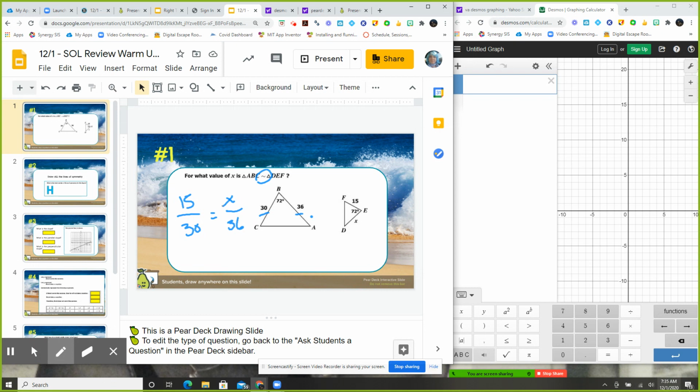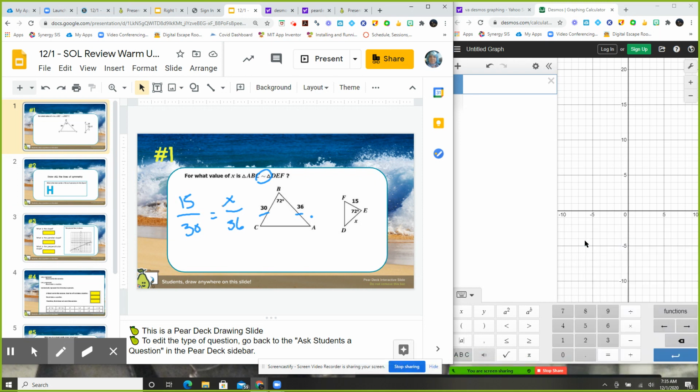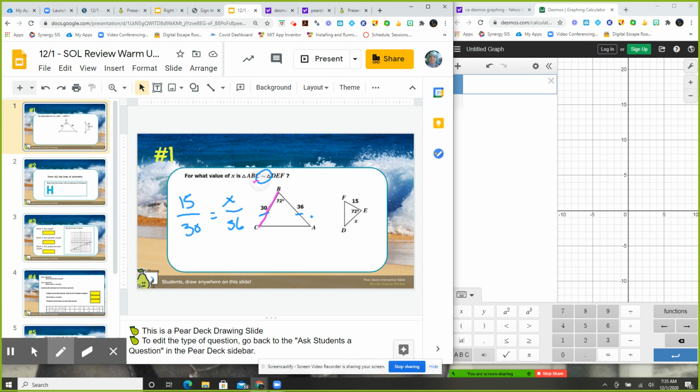What did I do? X should be in the denominator. How do you know X should be in the denominator? I don't know. Oh, because of where it is. So if I look at the key, BC is the second two letters, and EF is the second two letters. The 30 and the 15 have to go together. The 30 corresponds to the 15.